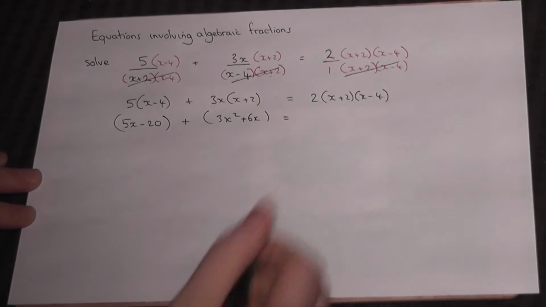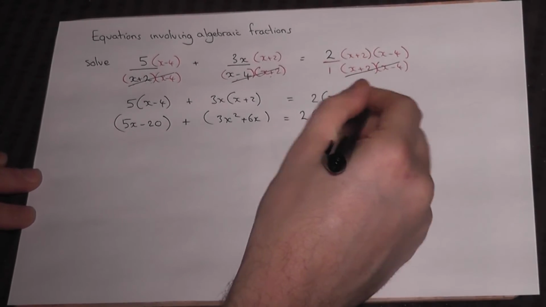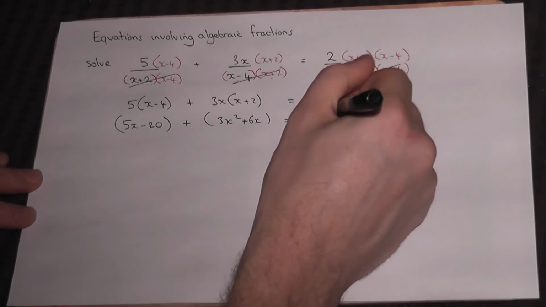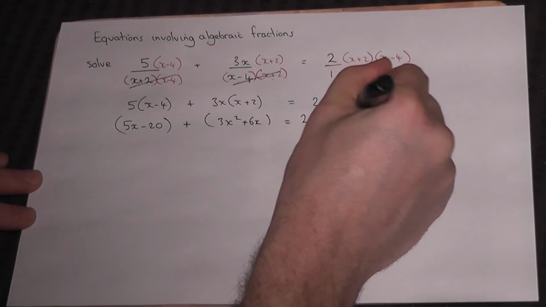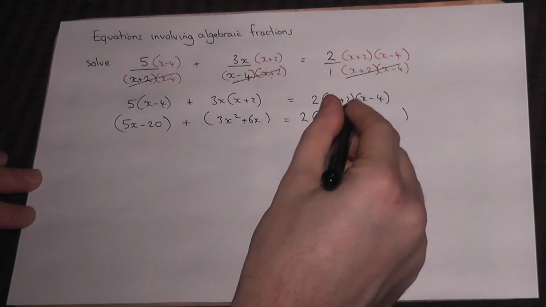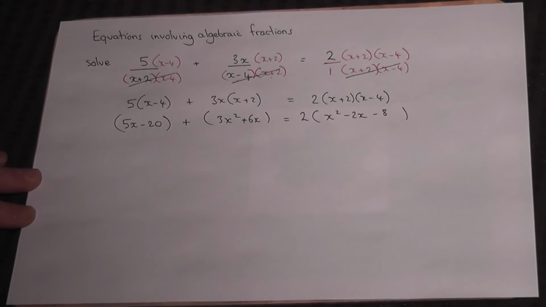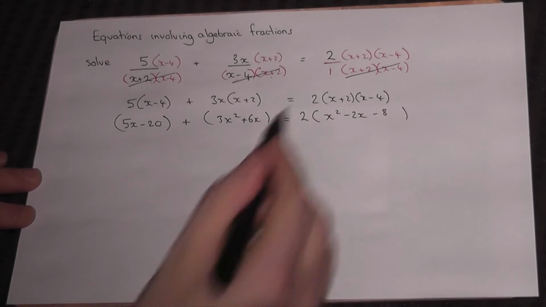Now then, be careful with this part here. There's a 2. We then expand this using either a smiley face or FOIL or grid method. X times x, x squared. 2x take away 4x is minus 2x. And 2 times minus 4 is minus 8. So we've expanded the brackets, apart from the very last 2 there.